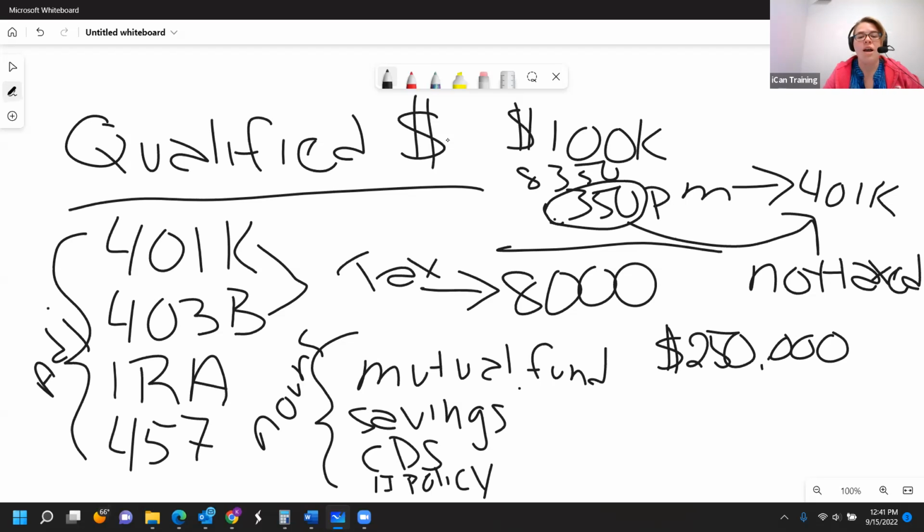Okay. Can a noun stand by itself? Yes. So a noun can stand by itself. A noun is a person, place, or thing. A mutual fund is a tangible thing. A savings account is a tangible thing. A CD is a tangible thing. A life insurance policy is a tangible thing. They all have documents associated with them, right?